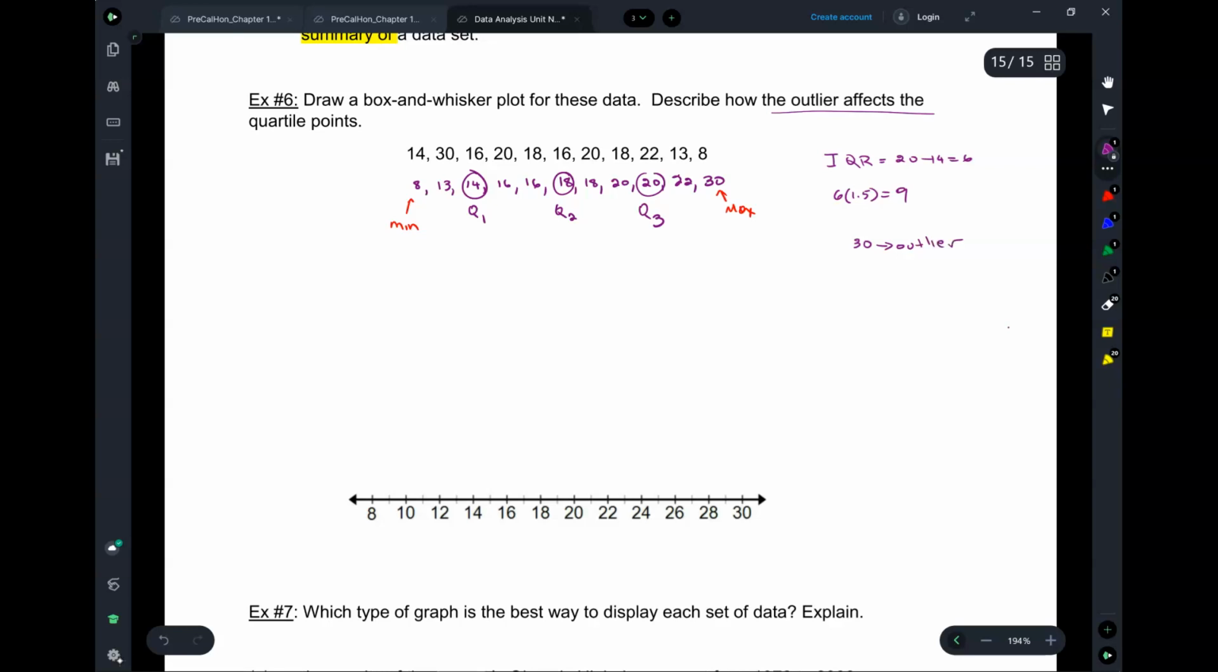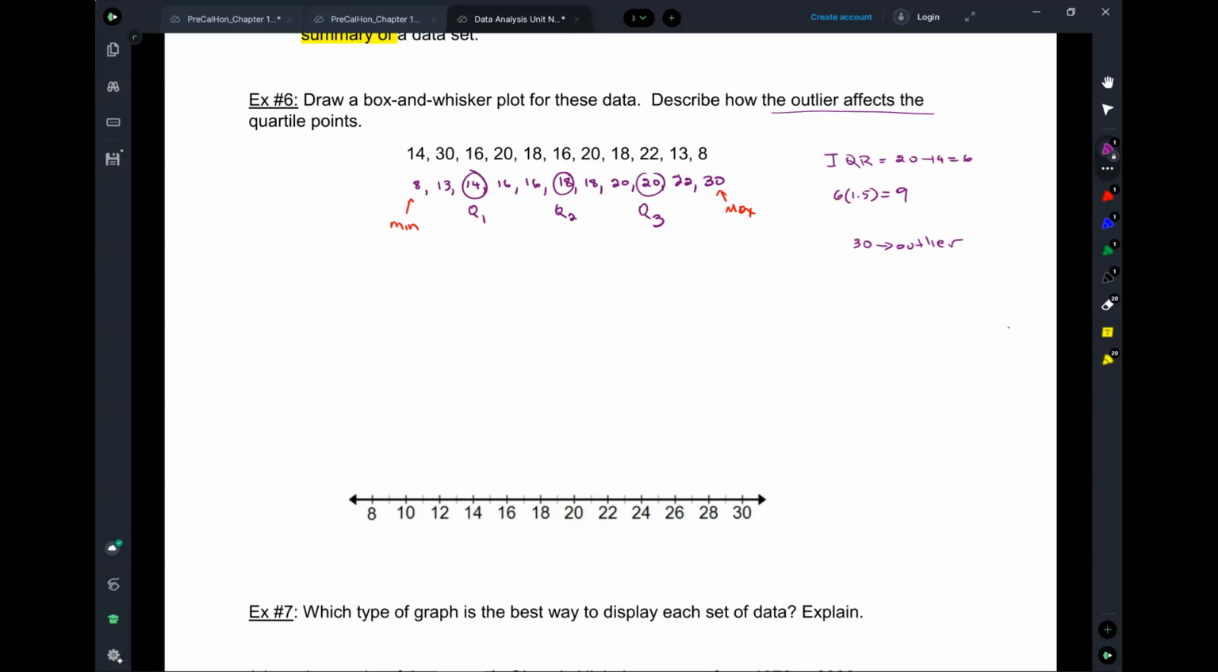Okay, what about on the other end? Q1, 14 minus 9 will be less than 8, so 8 is not an outlier, so there's no outliers there. Okay, so 30 is an outlier. Now I have to make my box and whisker plot.